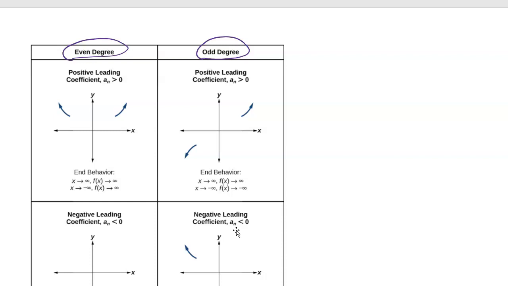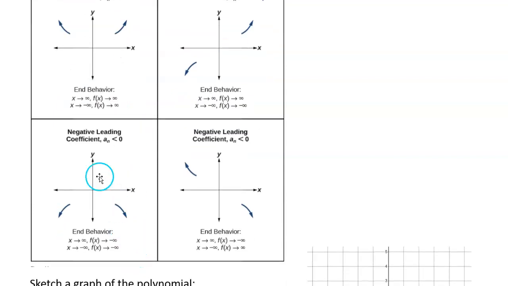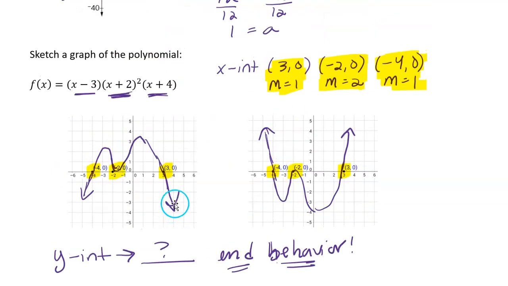If your leading coefficient, which is your a value, is positive, we're going to look at this row here, because both of these are positive, and if your leading coefficient is negative, we are looking at this second row. Okay, so let's go back up to what we were dealing with in this previous problem.